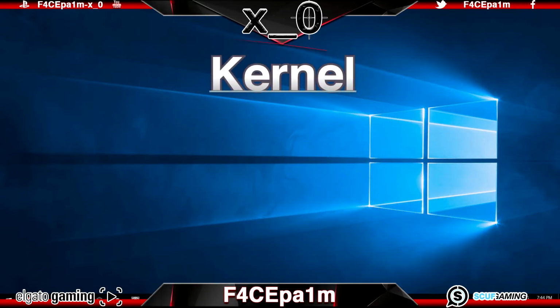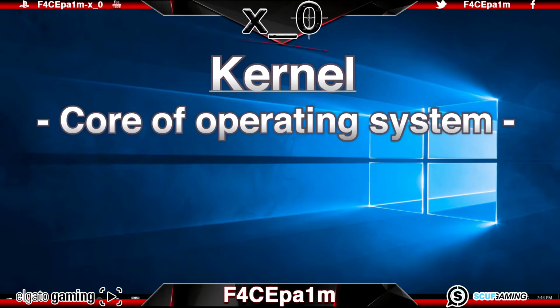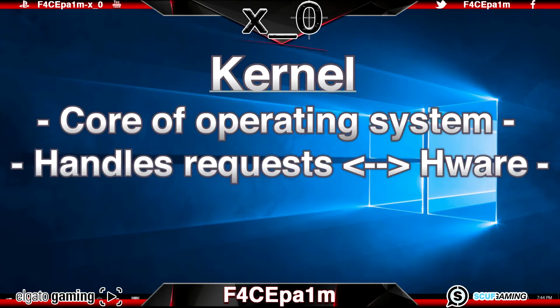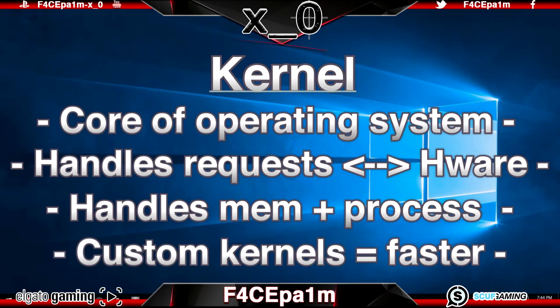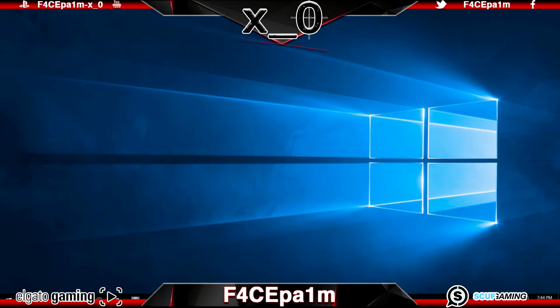Kernel. A kernel is the core of the Android operating system. It handles the requests to and from the hardware. It handles memory and process management and all that background stuff that you never see that allows your Android device to run. Flashing a custom kernel can have benefits and can speed up your device. One of the main reasons I flash a custom kernel onto my S6 is to get the longer battery life.